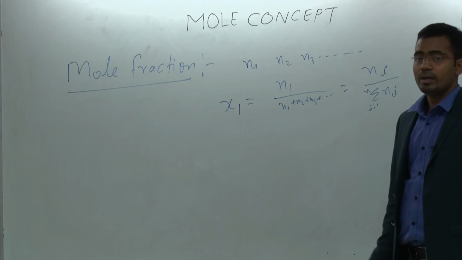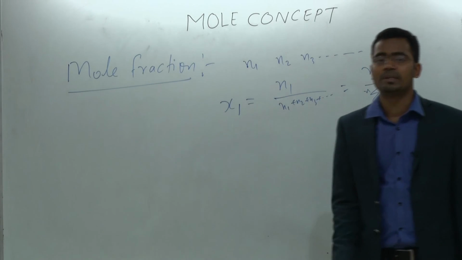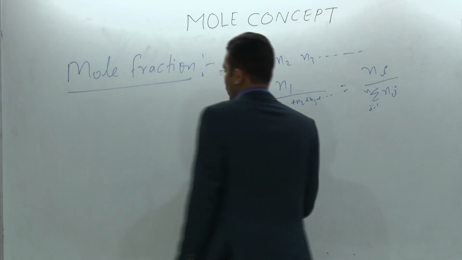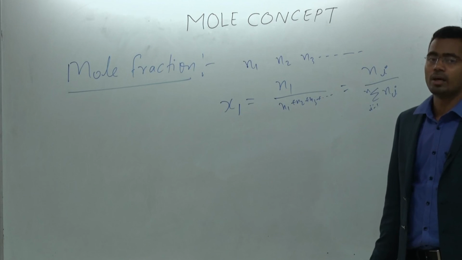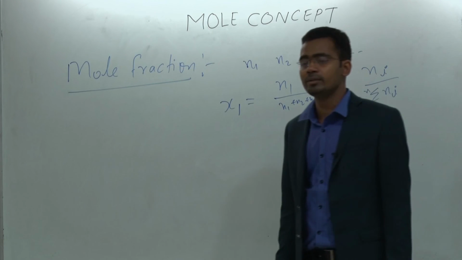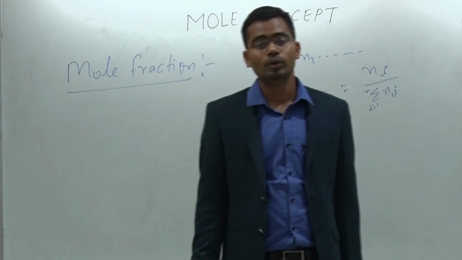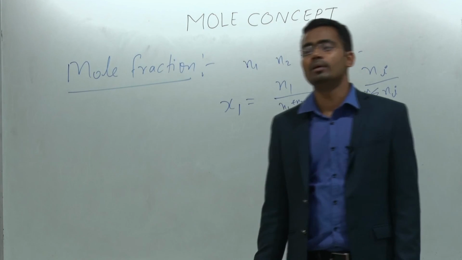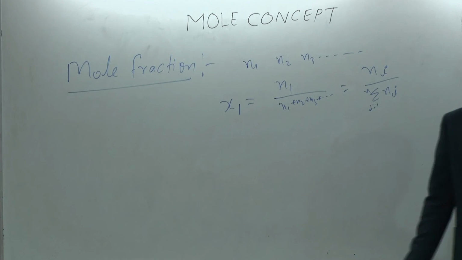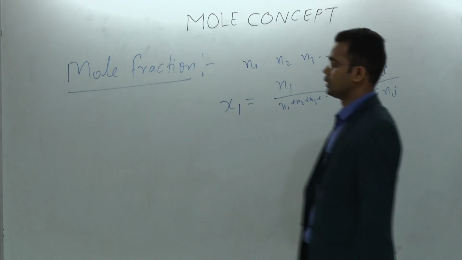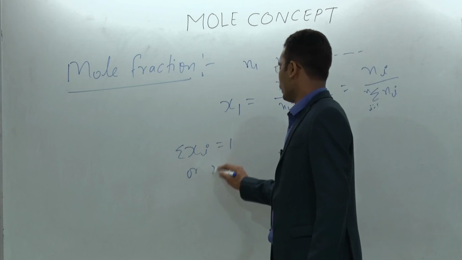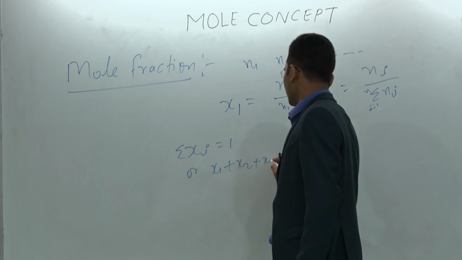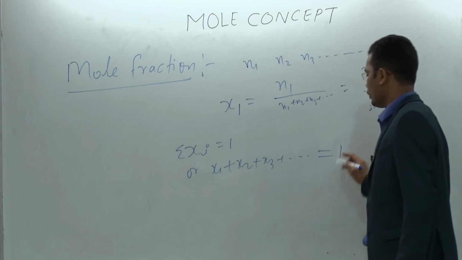So write down, mole fraction is represented by X. The sum of mole fractions of all components will always be equal to 1. That is, summation of xi will be 1, or you can say x1 plus x2 plus x3 and so on will be 1.